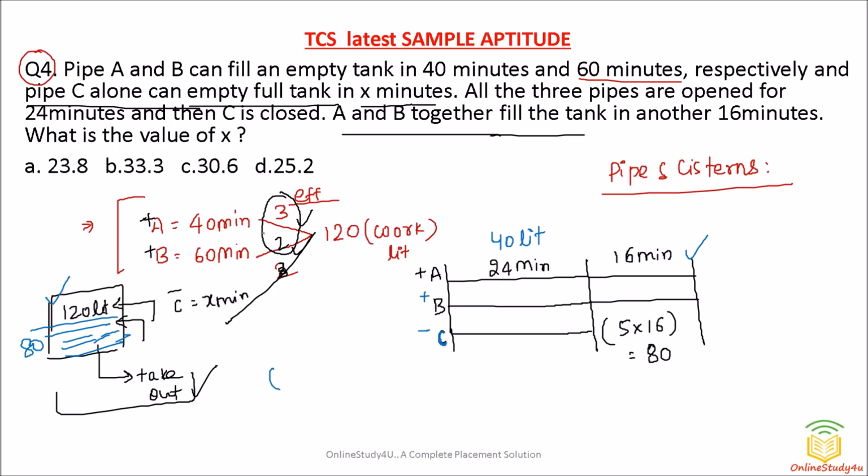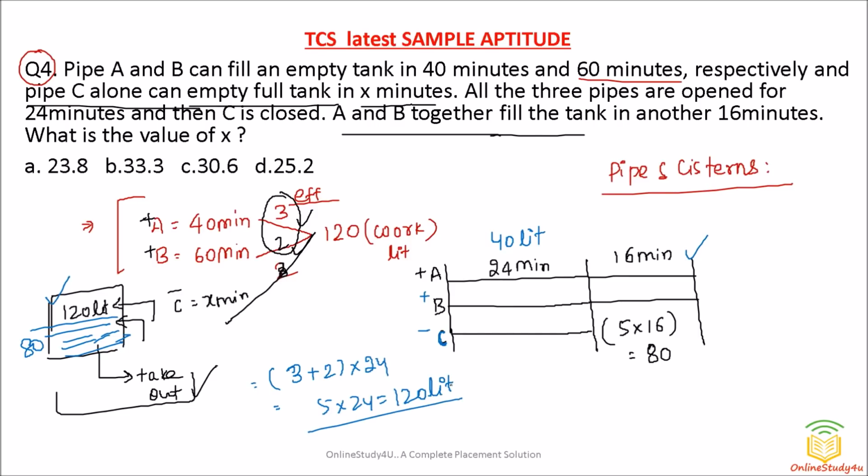You can see, friends, A and B were there for 24 minutes. How much did they fill? A can fill 3 liters and B can fill 2 liters, and they were there for 24 minutes. So in 24 minutes, basically they filled 120 liters.